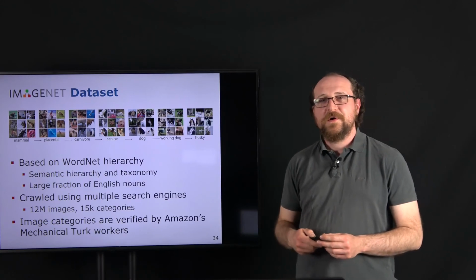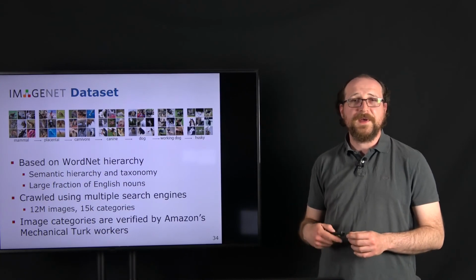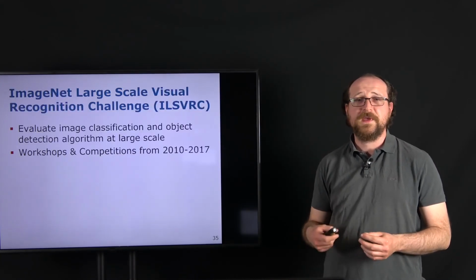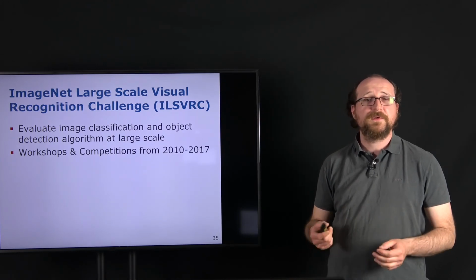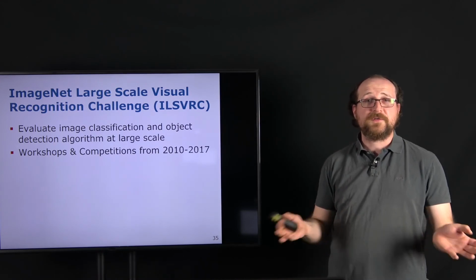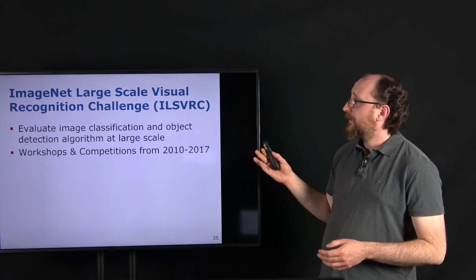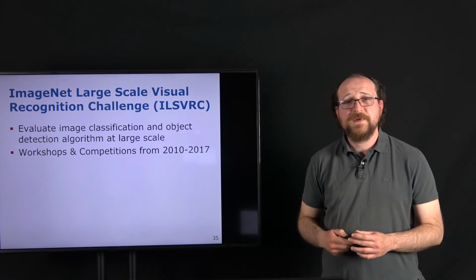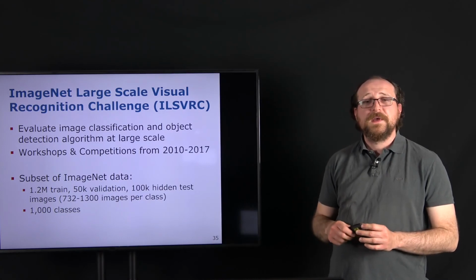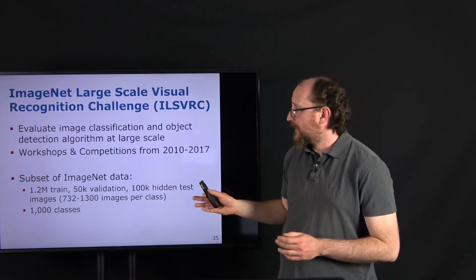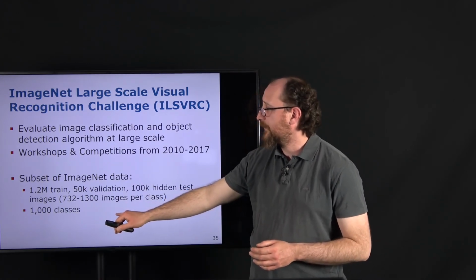And together, as I said, with the dataset came also a workshop and a competition. This was the ImageNet Large-Scale Visual Recognition Challenge. Here the goal was to evaluate image classification, but also object detection algorithms at large scale. As you remember, we had 12 million images, and the creators of this challenge decided to just use a subset with clear classes, where 1,000 classes were selected from the 15,000 classes available.